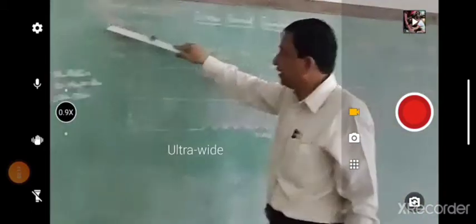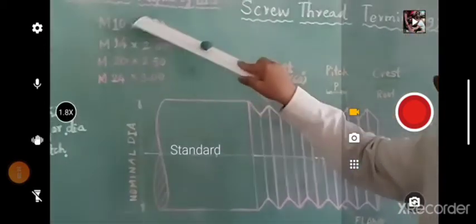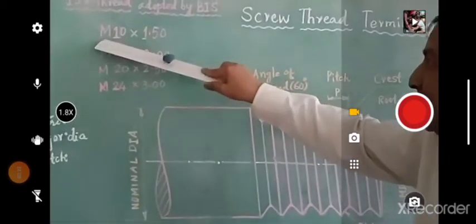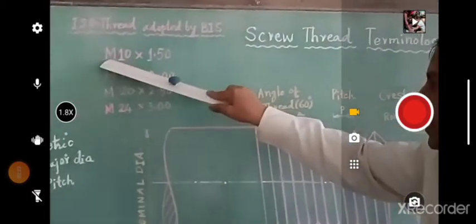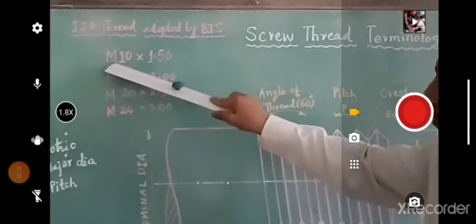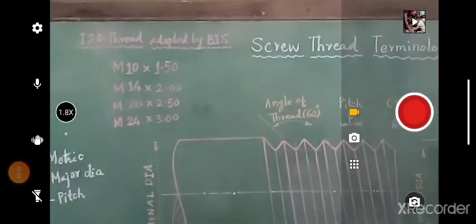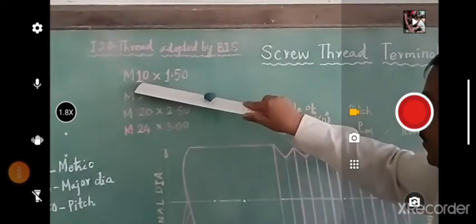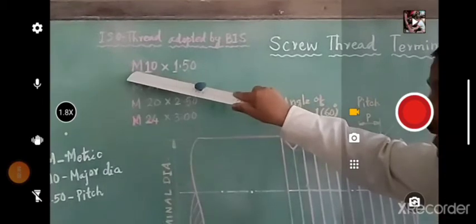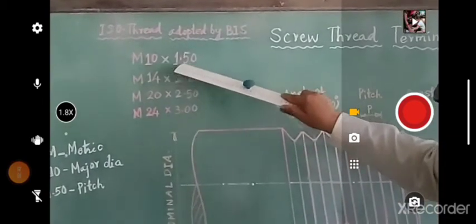So here I have written M10 into 1.5. It is the standard method to write the thread nomenclature. M stands for metric. 10 means major diameter, which I have shown here, major diameter D. So this 10 means 10 mm. M means metric unit, 10 means 10 mm.